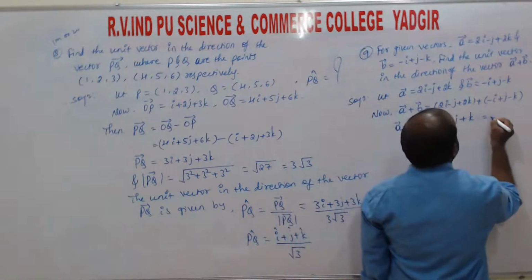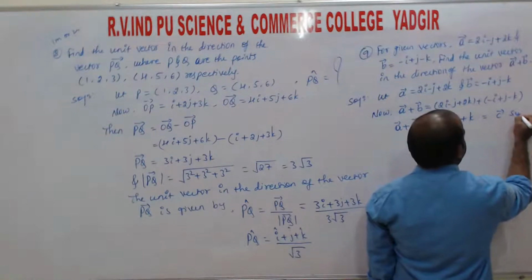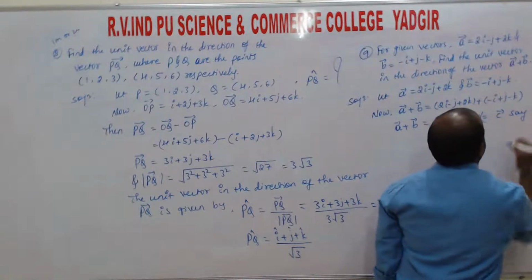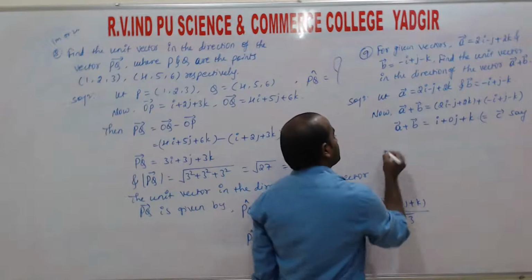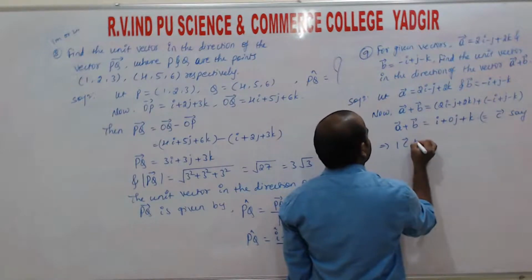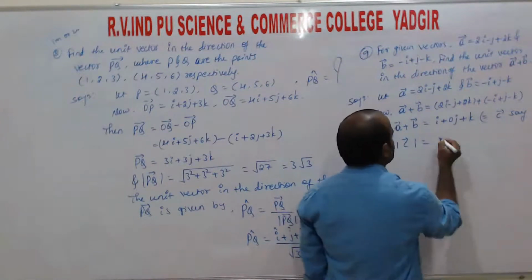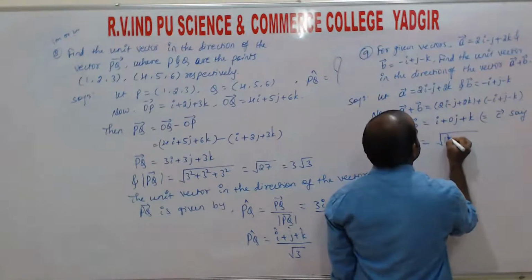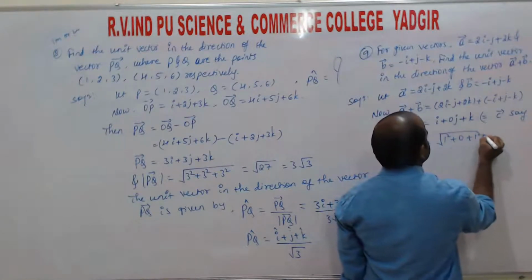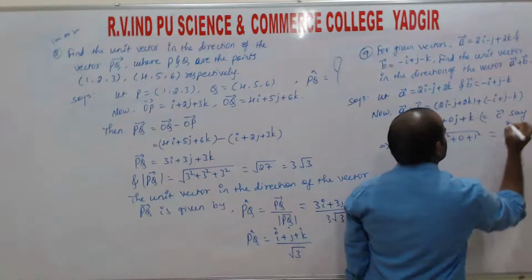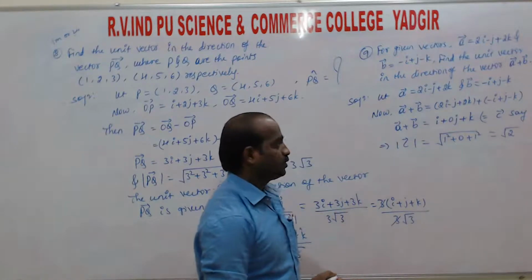We can call it C vector. This implies the magnitude of C vector is equal to root of 1 square plus 0 plus 1 square, which is root 2.